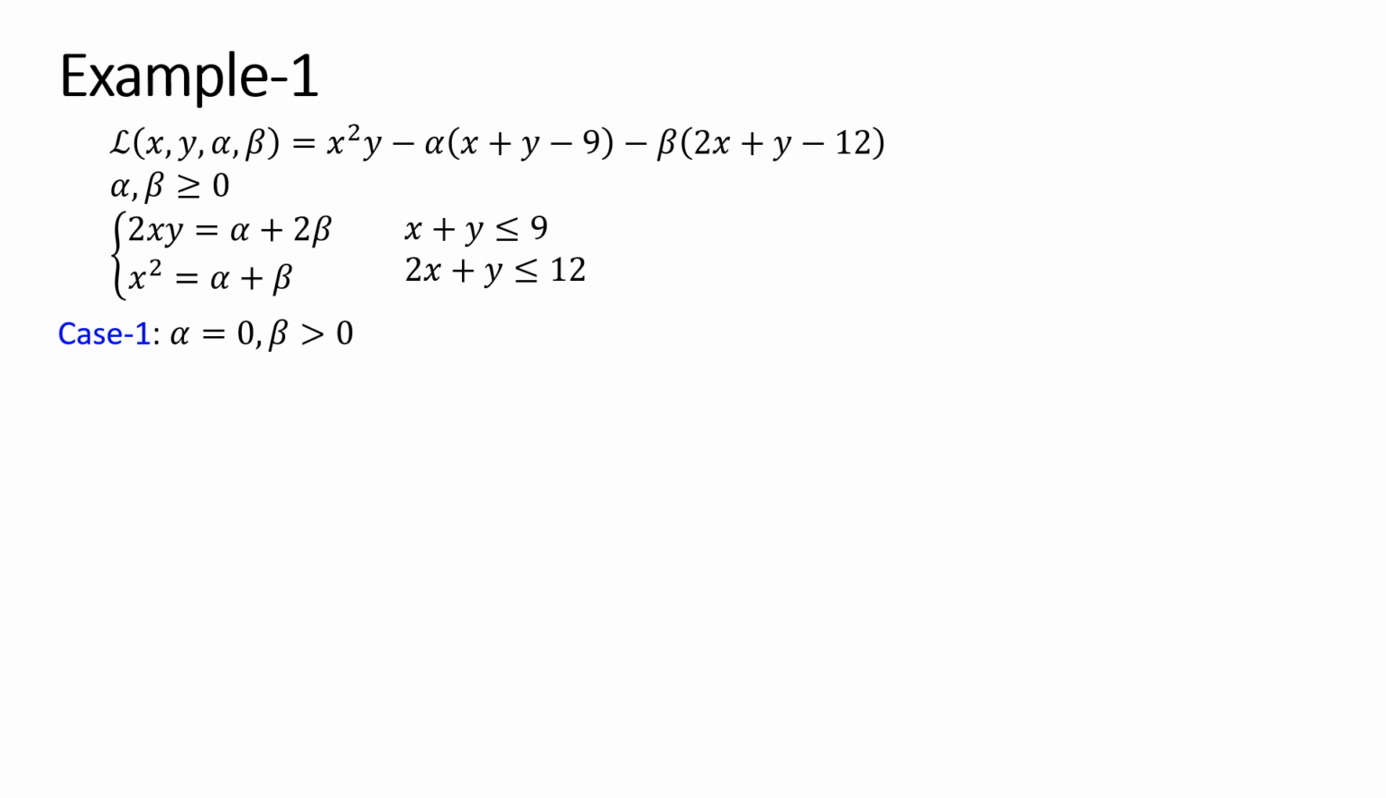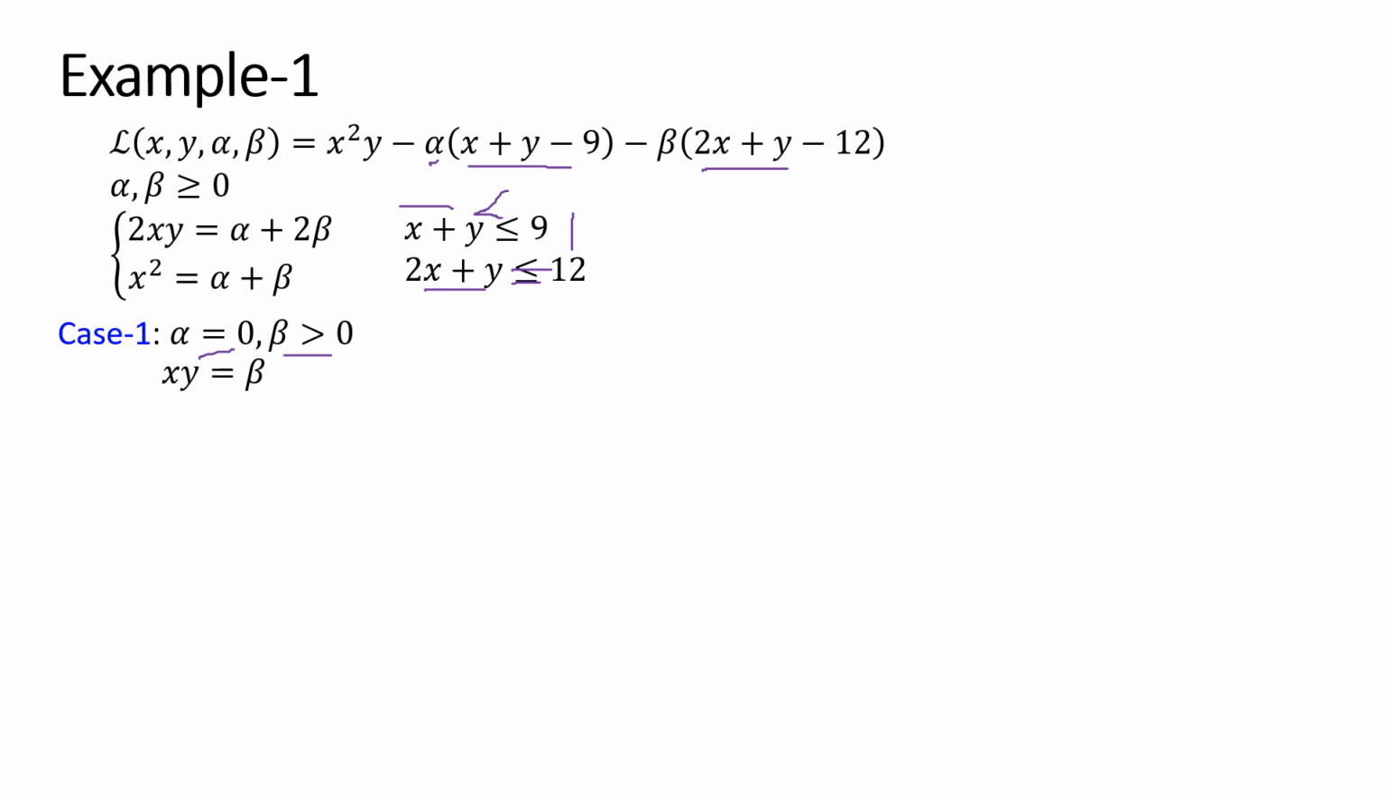Case 1, alpha equals 0 and beta is greater than 0. Alpha is the Lagrange multiplier corresponding to the constraint x plus y less than or equal to 9. And when we say that alpha equals 0, it means that this constraint is inactive. In other words, x plus y is strictly less than 9. Now, beta greater than 0 implies that the second constraint is active, which means that twice x plus y is actually equal to 12.